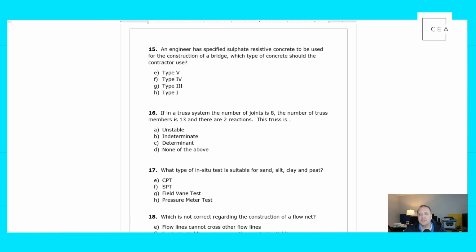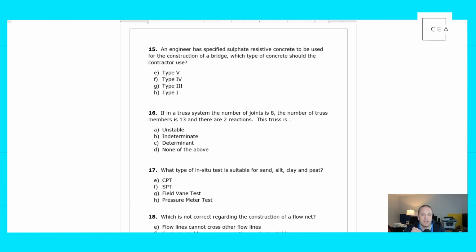these equations. But one of the equations to determine if a truss system is determinate is 2J equals M plus R, where J is equal to your joints, M is equal to your members, and R is equal to your reactions. So you plug in the numbers that are in the problem, see how that works out. So that was 2J equals M plus R. For an indeterminate structure, 2J is less than M plus R, and for an unstable structure, 2J is greater than M plus R.